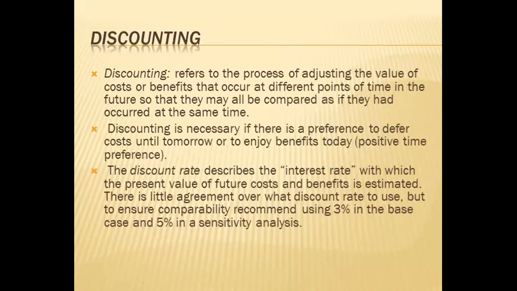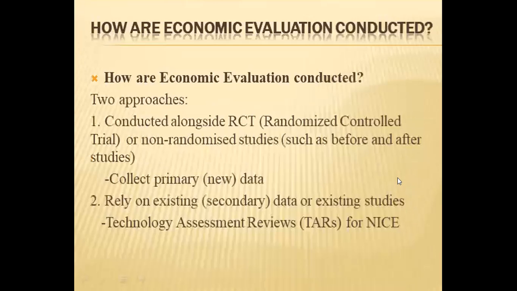There is also the method of discounting, which refers to the process of adjusting the value of costs and benefits that occur at different points of time in the future. Discounting is necessary if there is a preference to defer costs until tomorrow and enjoy the benefit now. The discount rate describes the interest rate with which the present value of future costs and benefits is estimated.